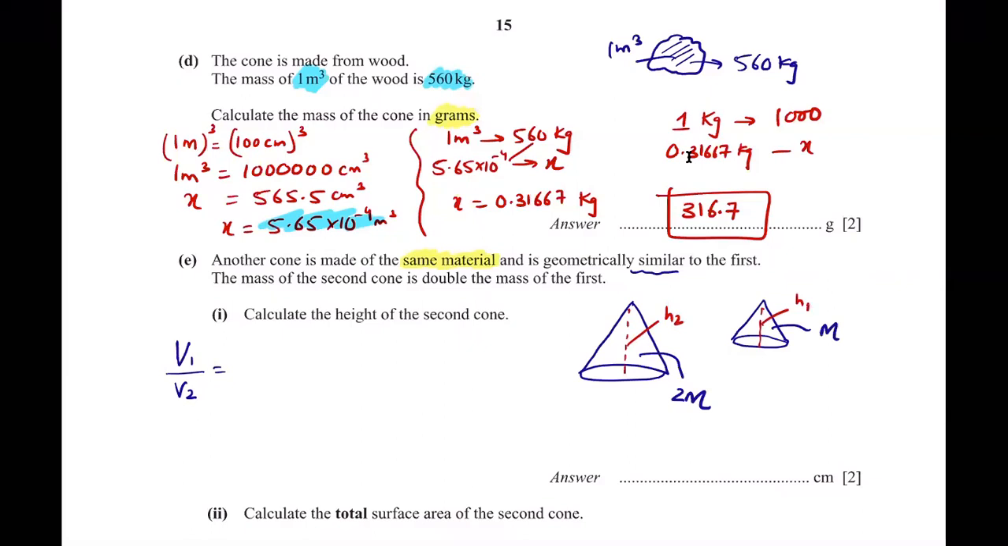So if these are the two similar cones, the ratio of their heights is going to be h1 over h2, but the ratio of their volumes is going to be equal to the cube of the ratio of their heights, the whole thing cubed. This is one thing that you should know.